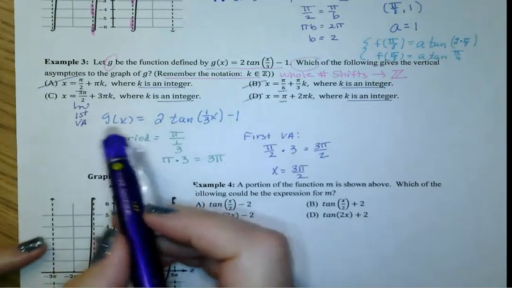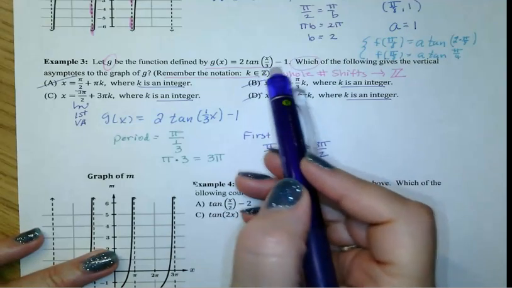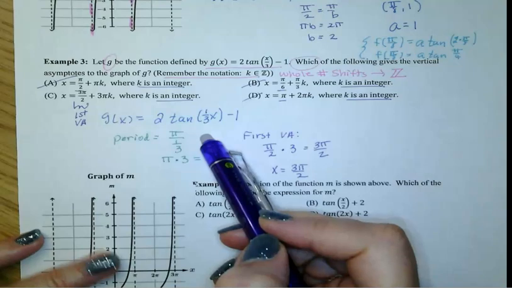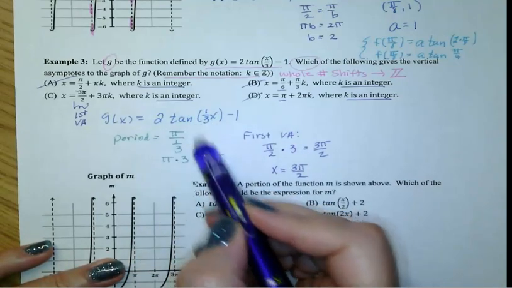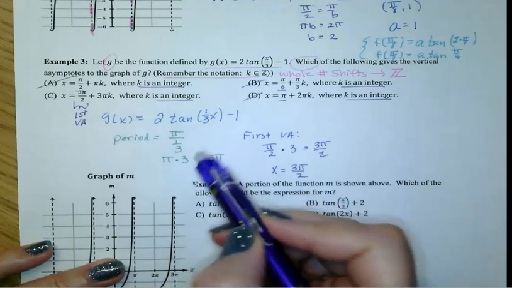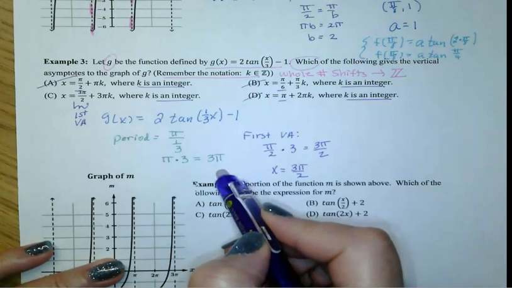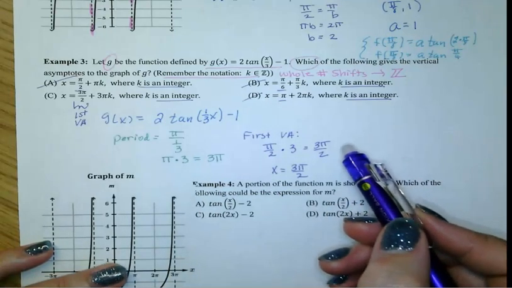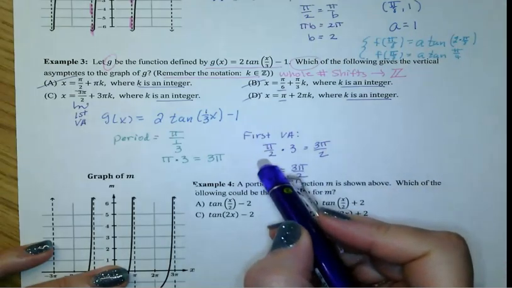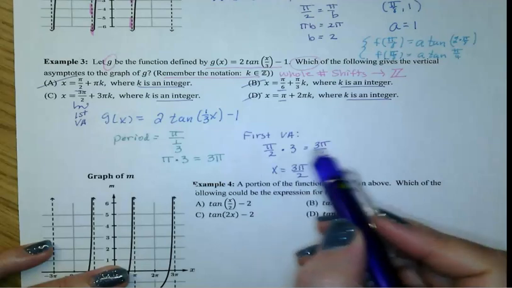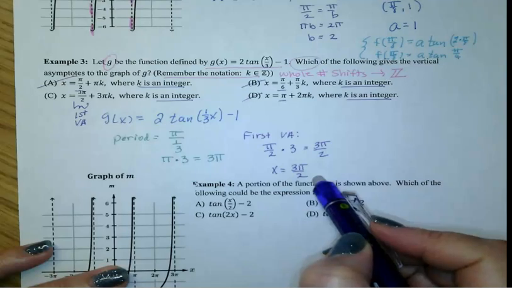Okay, so I went ahead and rewrote the equation in a form I was familiar with. X over 3 is the same thing as 1/3 x. Then I decided to find my period. I know that the period equals pi divided by b, and my b is 1/3. So I am taking pi and multiplying by the reciprocal, so my period is 3 pi. Then I need to find my first vertical asymptote. In the original function, the first vertical asymptote is pi over 2, but the period has changed, so I multiplied by 3. That gave me 3 pi over 2, which is now my first vertical asymptote.